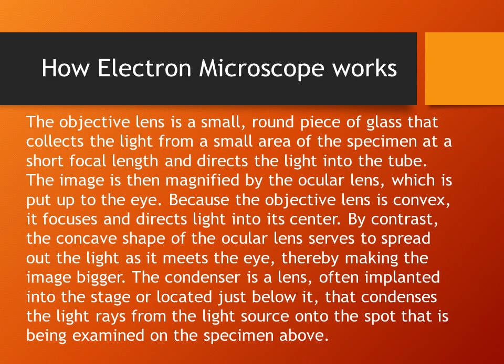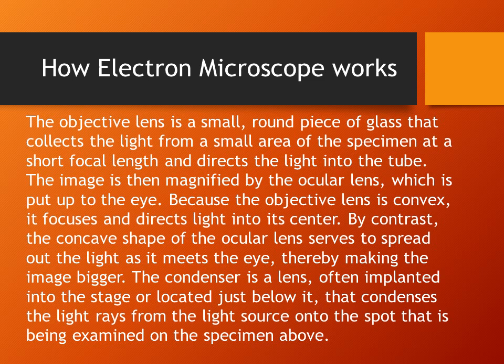So now we are going to see how the microscope works. It is a very important question. The objective lens is a small piece of glass that collects the light from a small area of a specimen at a short focal length and directs the light into the tube. The image is magnified by the optical lens which is put up to the eye. Because the objective lens is a convex lens, it focuses and directs the light into its center, after that making the image bigger.